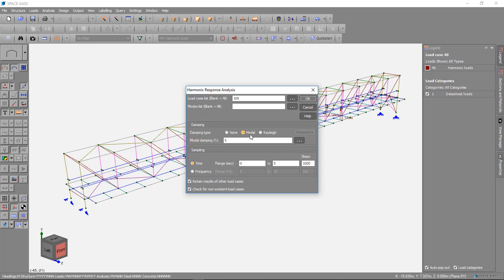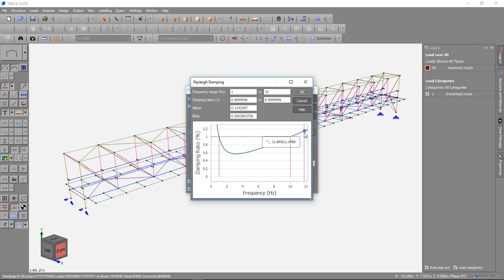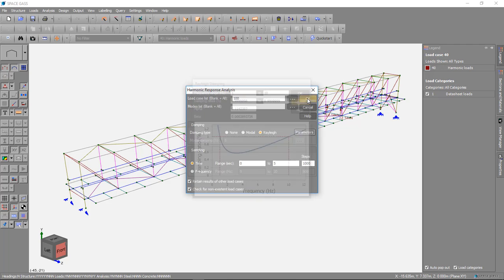So for steel structures you would normally use something around 5%, or for reinforced concrete structures somewhere between 5 and 6%. We've also got Rayleigh damping, which is a little bit more sophisticated, where the damping is proportional to a combination of mass and stiffness, and this can be controlled with some parameters that you can get to via this button here. So there's information in the help file about Rayleigh damping, and there's also plenty on the internet, so I'll leave it to you to investigate that further if you want to use it. So we'll switch to modal damping and we'll use 5%.